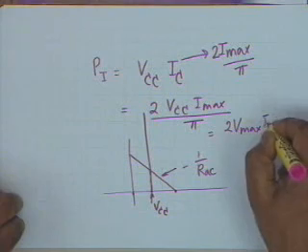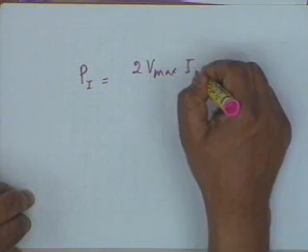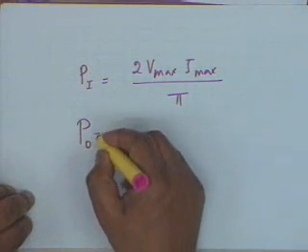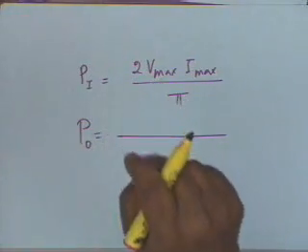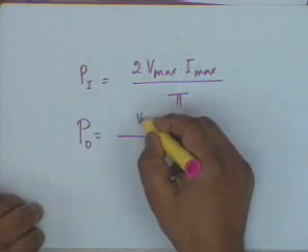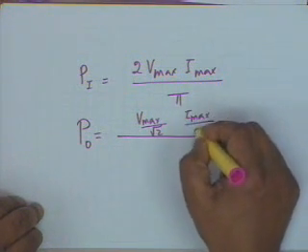And therefore my input power is twice V max I max divided by pi. This is the input power, P sub I equal to twice V max I max divided by pi. And what is the output power? Output power shall be the product of the root mean squared values of load voltage and load current. So, it would be V max divided by root 2 and I max divided by root 2.